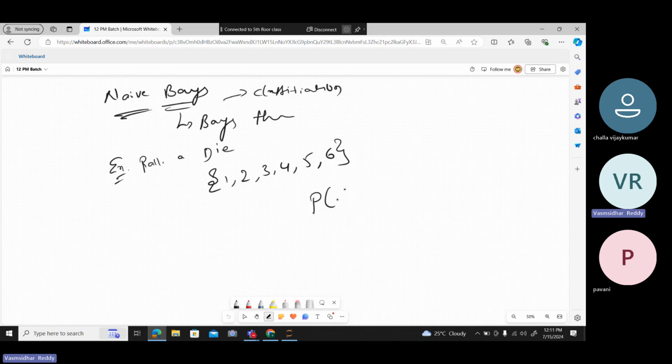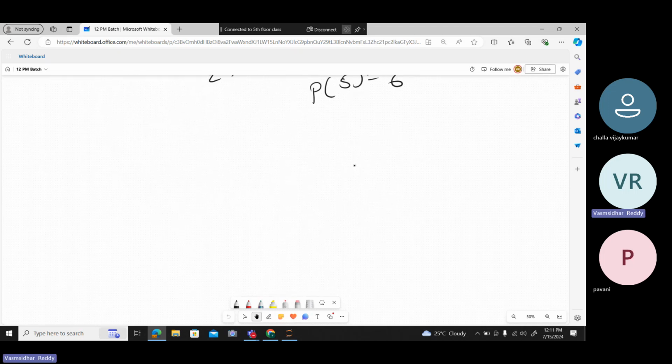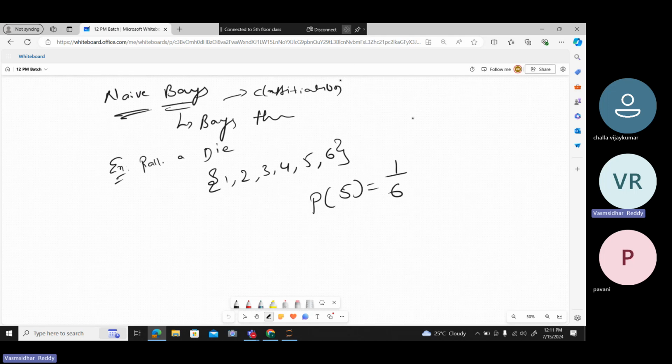What is the probability of getting 5 as an output? Total possibilities are 6. We have only one chance to get a 5, right? So the probability of 5 is 1 by 6. So it is an independent type.